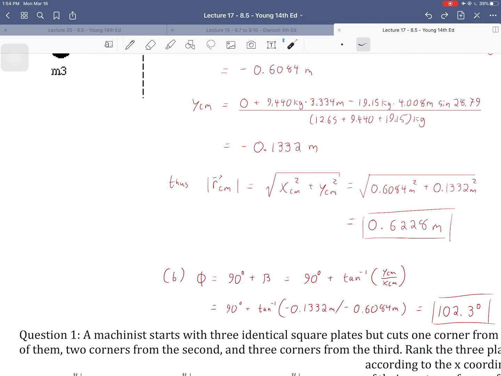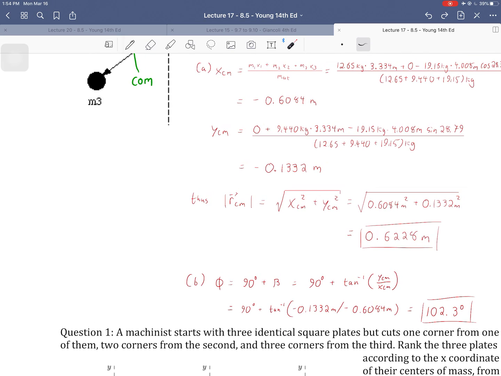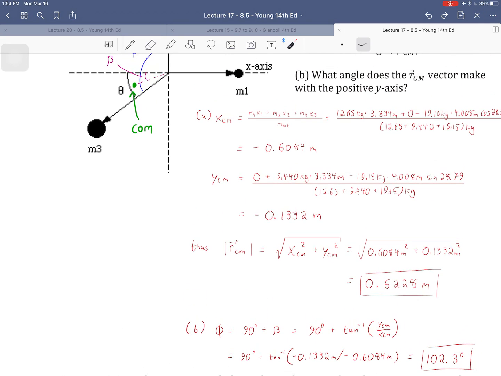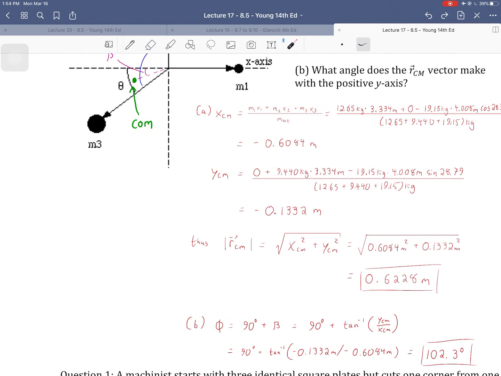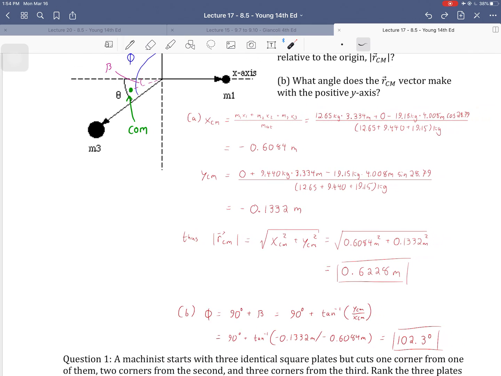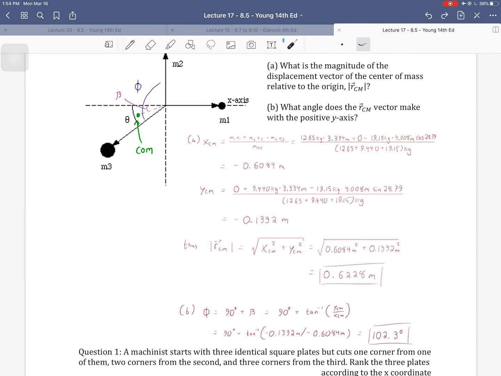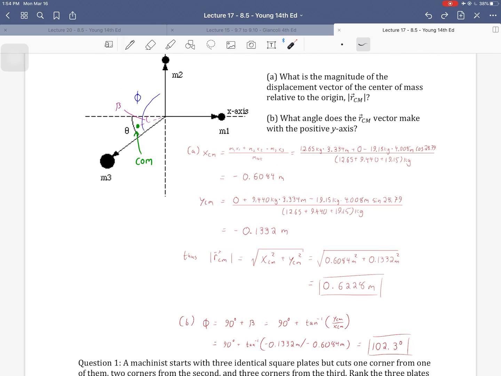When we make that calculation, we get 102 degrees, showing us that beta is about 12 degrees. In other words, that vector is about 12 degrees beneath the y-axis. Not very far, because the other 2 masses do pull the center, so it's not way down close to m3. Of course, if m3 was much larger, then the center of mass would be much closer to its own center.